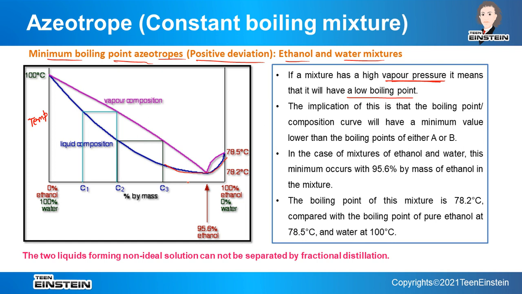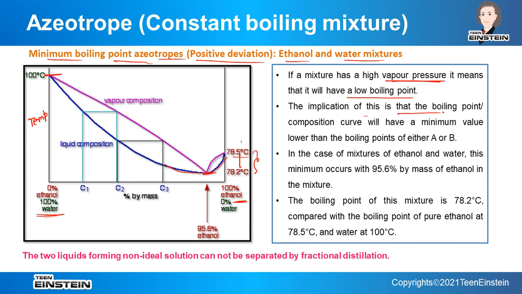So that is why the mixture is having a low boiling point compared to the boiling point of pure water, which is 100 degrees, and pure ethanol, which is 78.5 degrees. The minimum that we are getting is at 78.2 degrees. Now you may think that this difference is so small, how does it matter? But actually it matters when we are doing the distillation. Even if it is very small, still it matters.